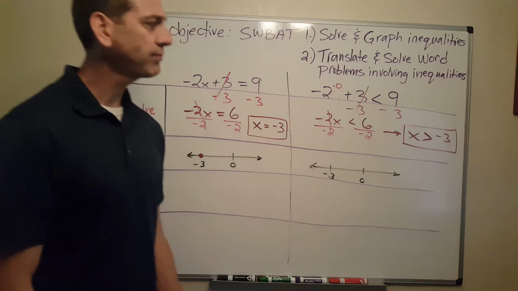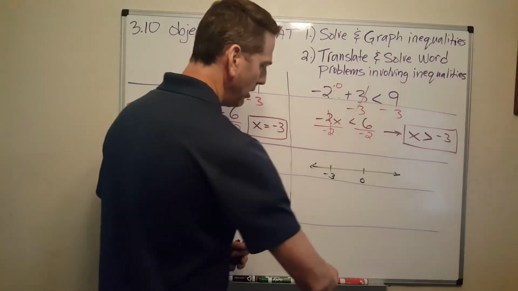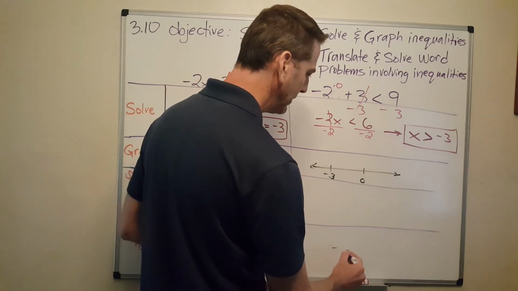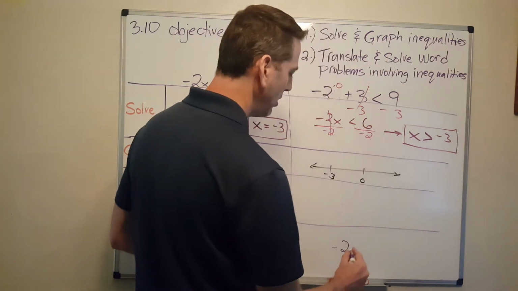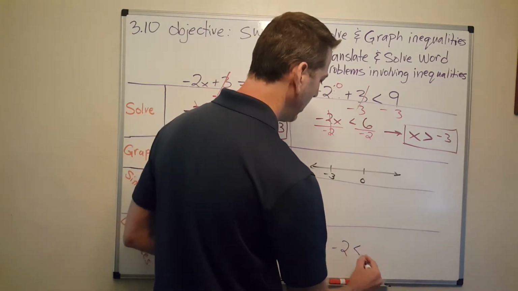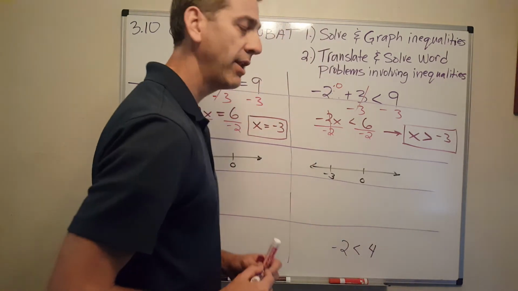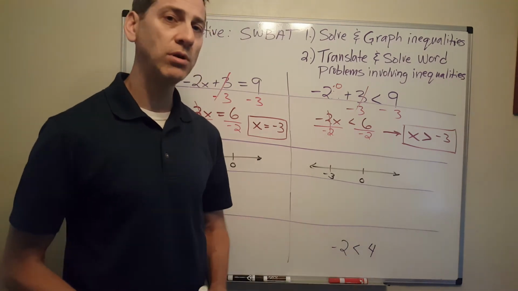Here's why. I'm just going to do something down here. Let's say I have negative 2 is less than 4. Is that a true statement? That's a true statement. Negative 2 is less than 4.